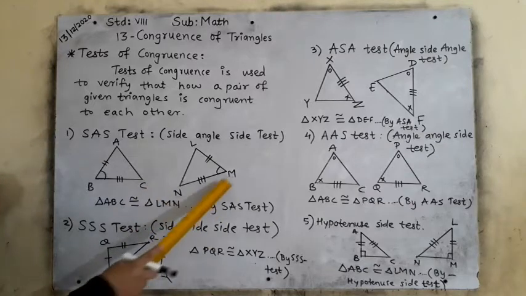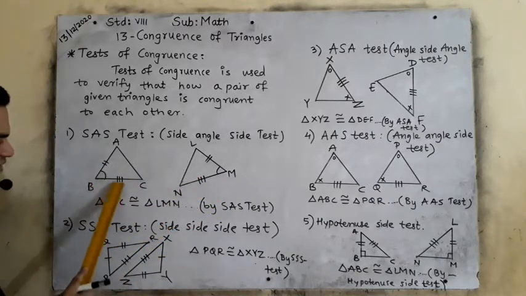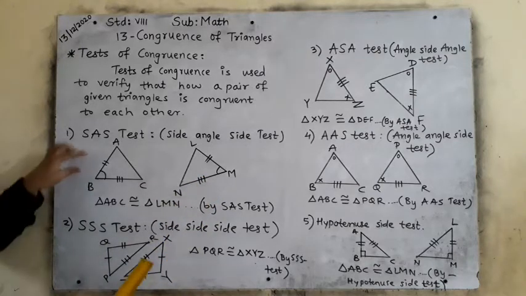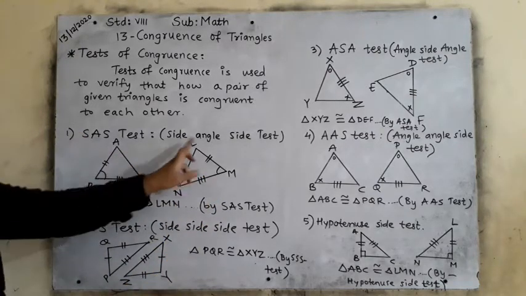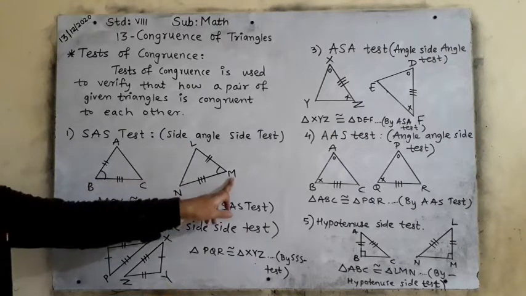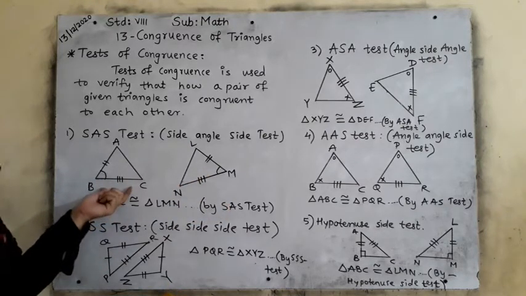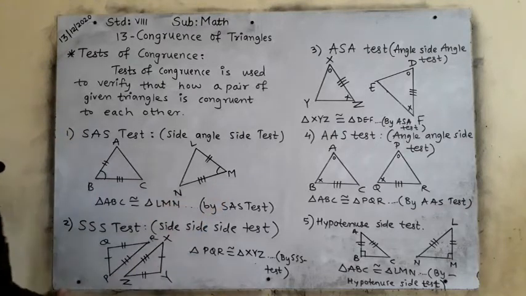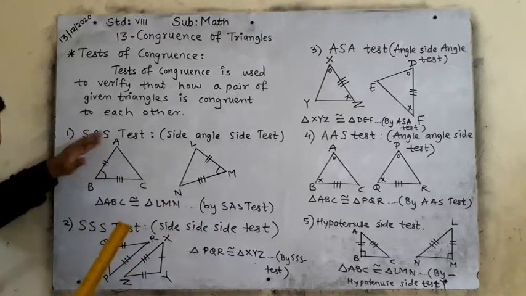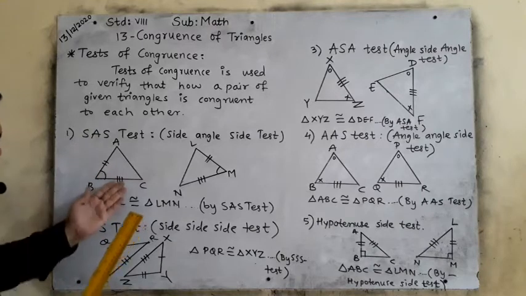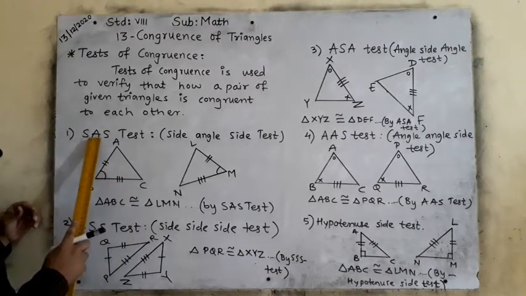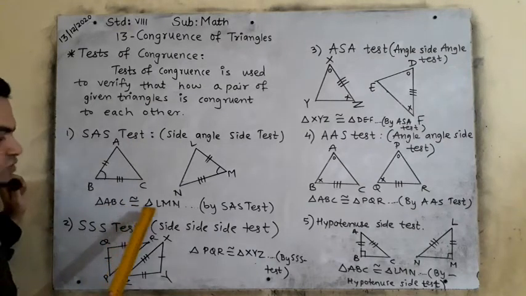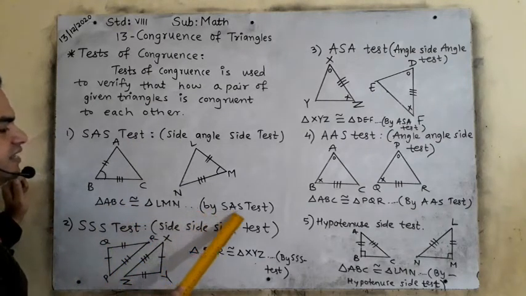Right? Now see the third, another side BC. BC has three lines. Here MN has three lines. It means this is congruent. AB is congruent to LM. Angle B is congruent to angle M, and then side BC is congruent to side MN, right? So first comes side, then angle, then side. So this is side angle side test. These two triangles, triangle ABC is congruent to triangle LMN by side angle side test.